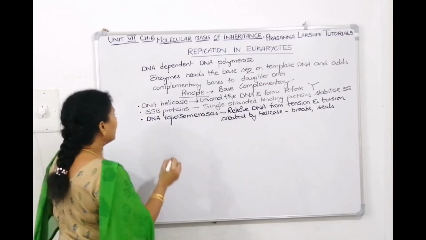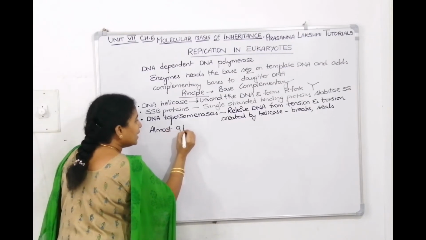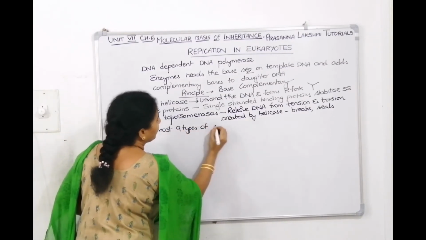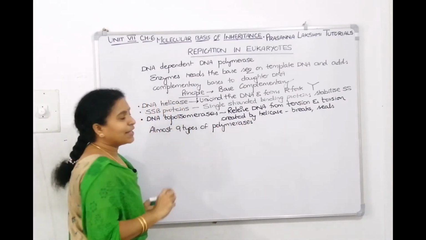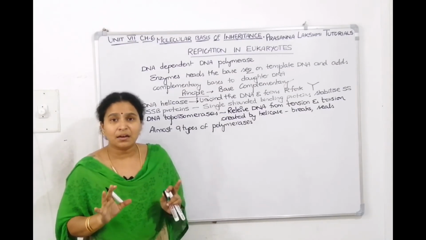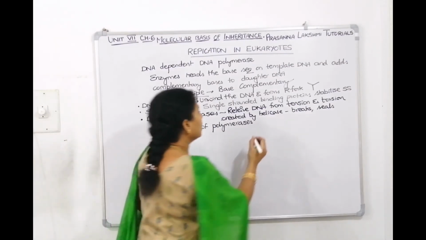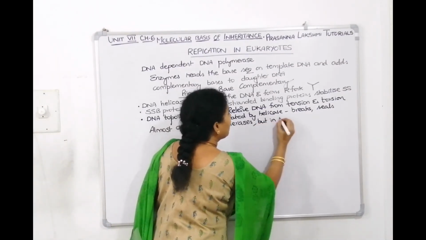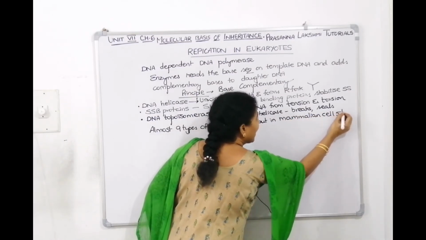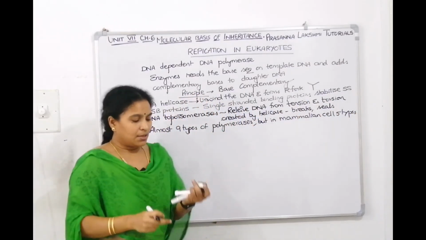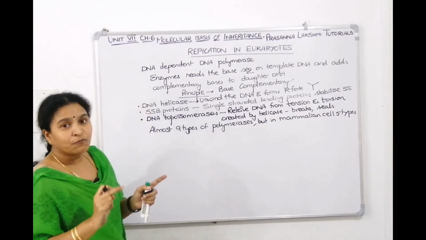Here we can say in eukaryotes there are almost 9 types of polymerases, whereas in mammalian cells we can find 5 types. In all eukaryotes grouped together, there are 9 types, but in mammalian cells, 5 types of polymerases are there. What are they? DNA pol alpha, beta, gamma, delta and epsilon.